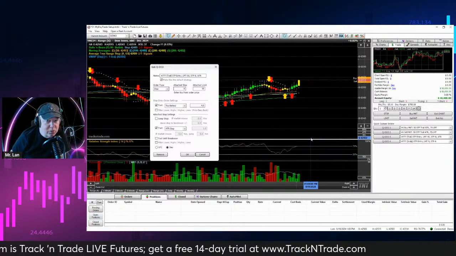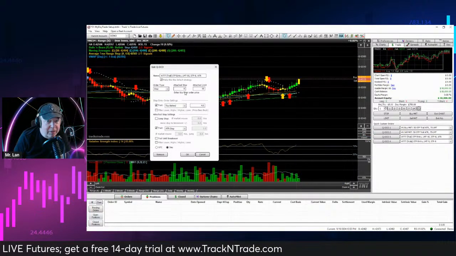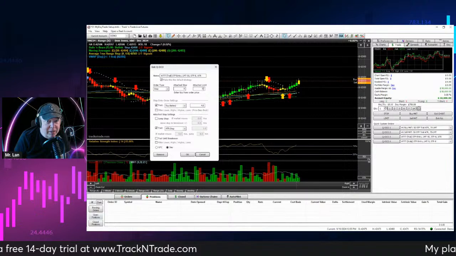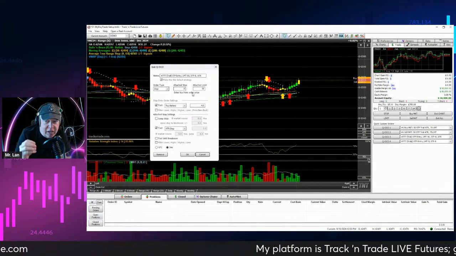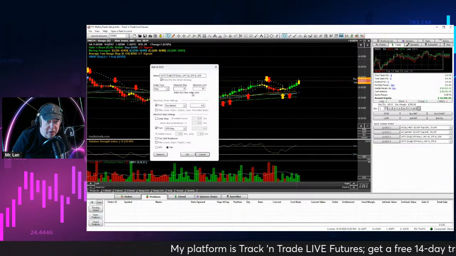This is how I like to use this one. My attached stop, you can see, is 8, and my attached limit is 50. This is what I call my trail. It's my scalp and trail strategy. So this is the trail side.